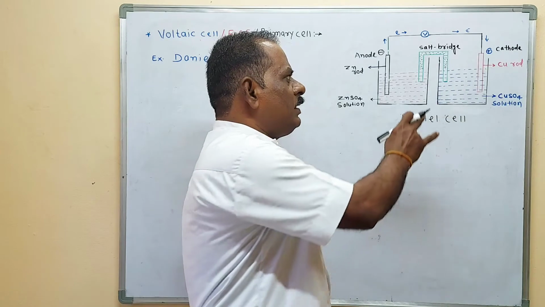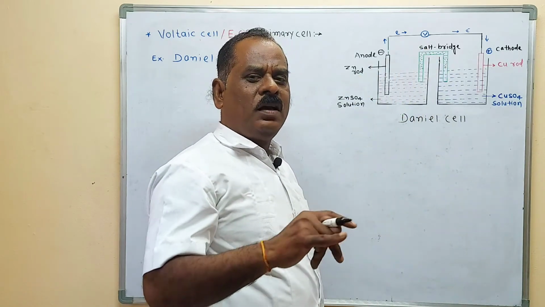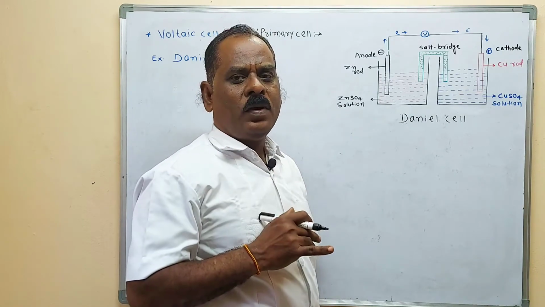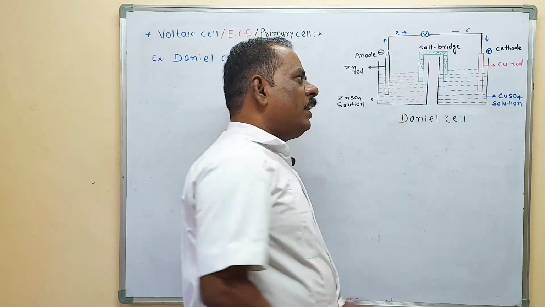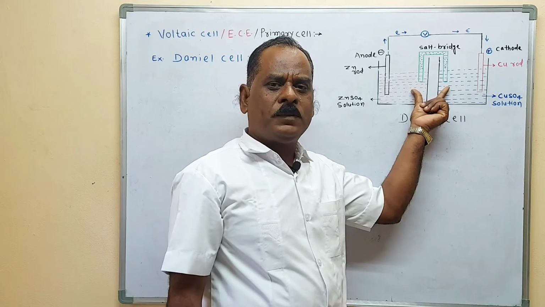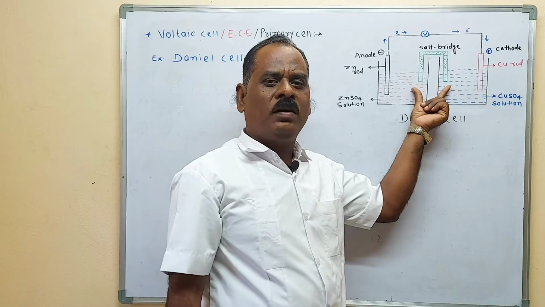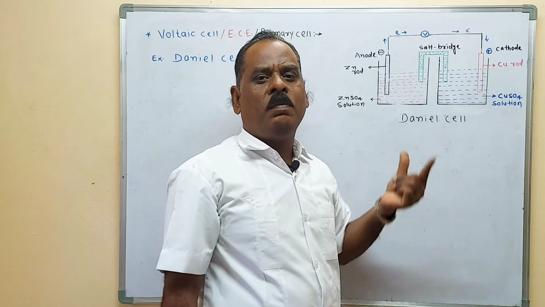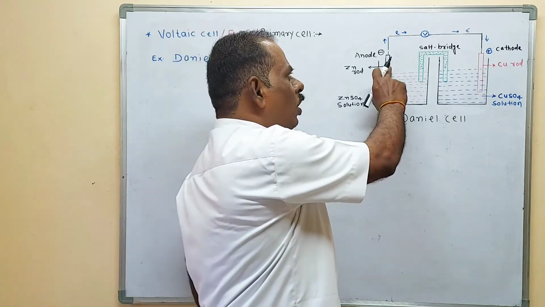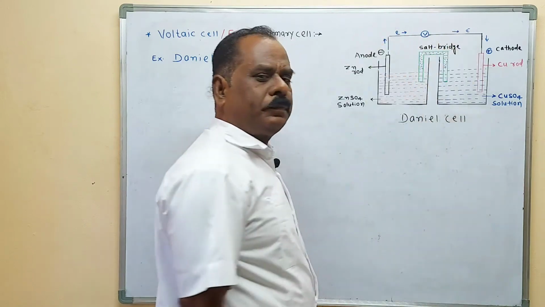These two half cells are connected with a salt bridge. What do you mean by a salt bridge? A salt bridge is an inverted glass tube containing a saturated solution of an electrolyte. What is the function of this salt bridge? It minimizes or prevents the direct mixing of these two electrolytic half cells, and it connects these two electrolytic solutions by diffusion of ions. This is the main function of the salt bridge. And the zinc rod and copper rod are connected with a metallic wire.